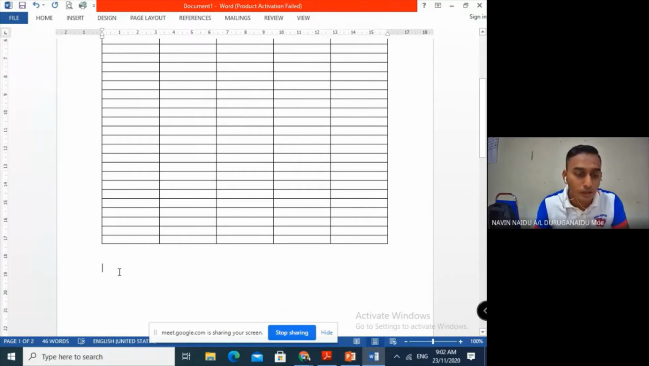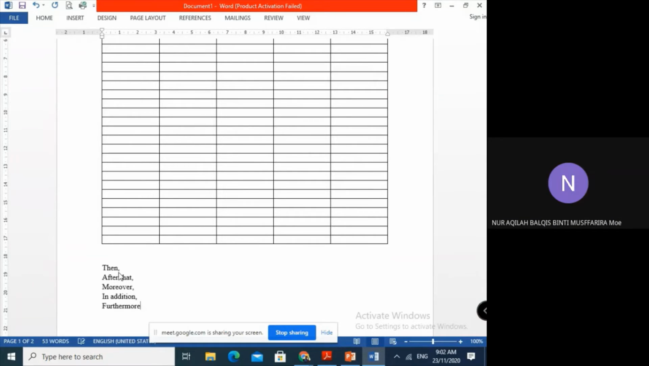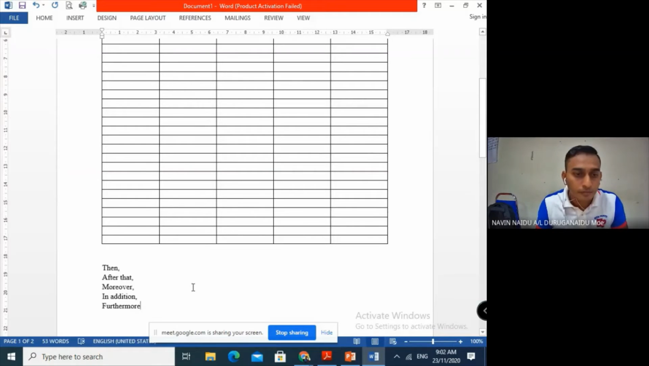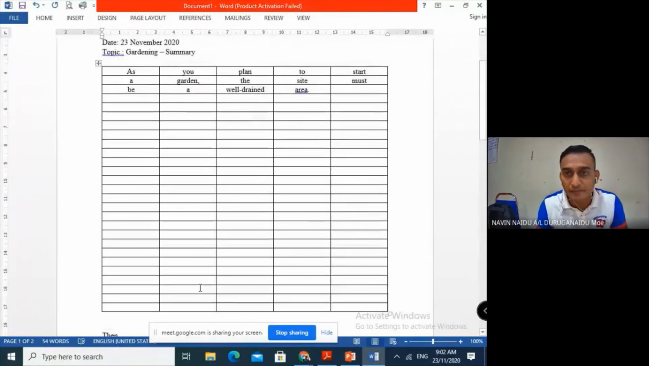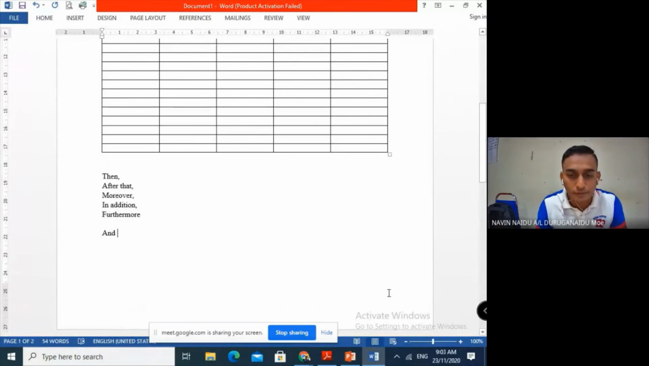Okay, to start your content point 2 to content point 10, you can use sequence connectors such as then, after that, moreover, in addition, furthermore, and etc. And you can combine the content points as well by using the word and. Okay, try to be as creative as you are while writing your summary.